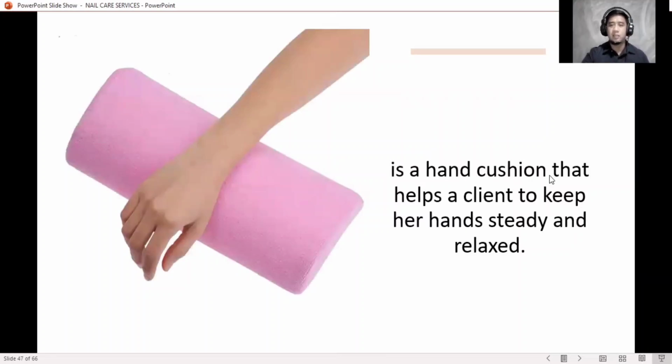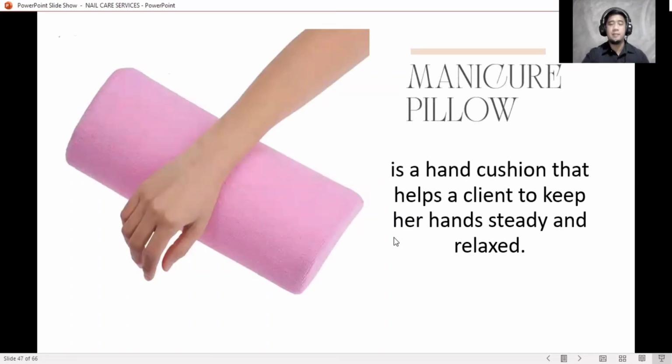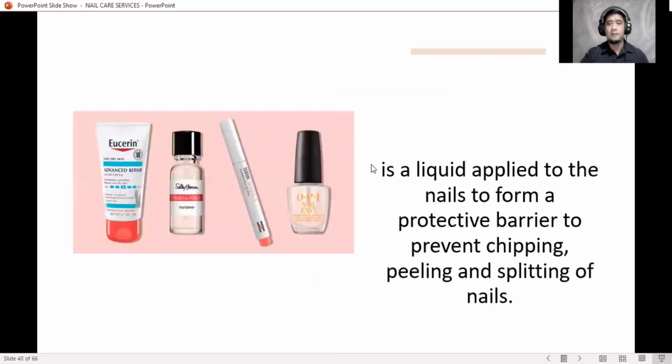Next one is this one, the pink one. It is a hand cushion that helps a client to keep her hands steady and relaxed para hindi nangangalay yung client natin sa nail care. We call this one a manicure pillow. So, pinapatungan ng kamay ng ating mga kliyente.